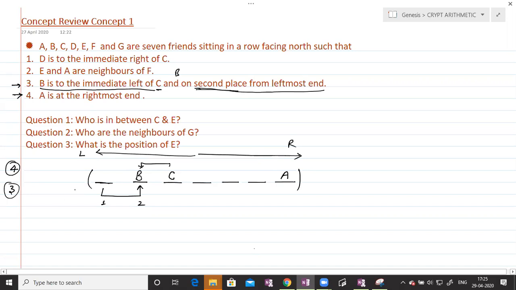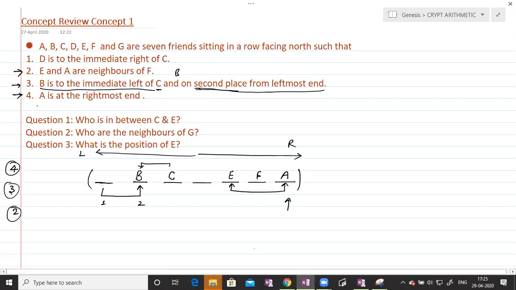Now, after this, just find any statement which connects. So let's say statement number 2, it says E and A are neighbors of F. A we already know. So E and A are neighbors of F. It means F must be in the middle. E must be here. That's why E and A both are neighbors of F.